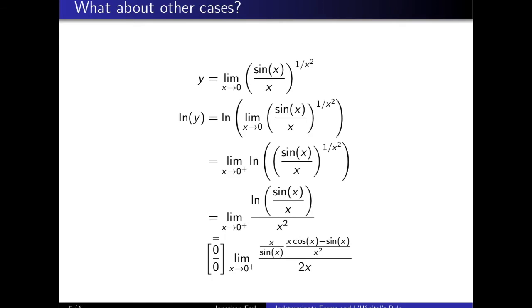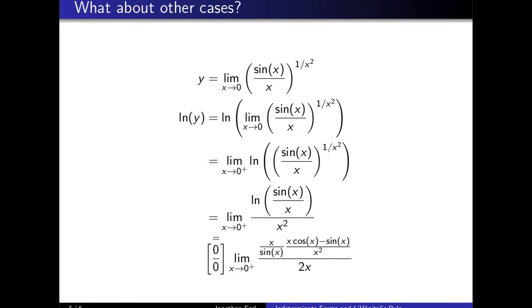And then we're going to take advantage of the continuity of the natural logarithm to switch the order of taking the limit with evaluating the natural logarithm. So we'll get the limit as x goes to 0 from the right of the natural logarithm of (sine of x over x) all raised to the 1 over x squared power.